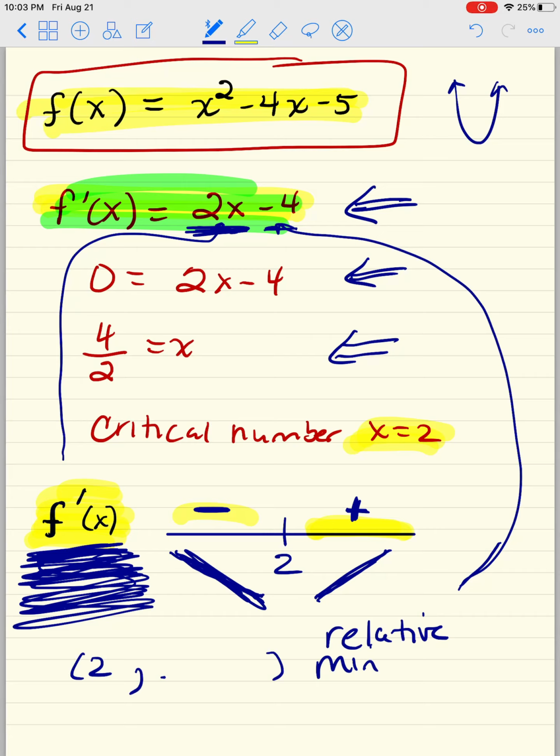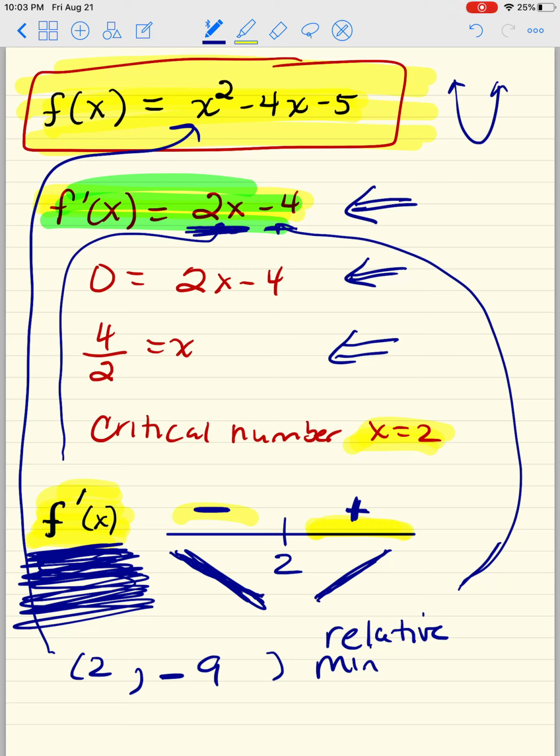But I need to know 2 comma what? Well, sometimes they ask you just for the x value, but now I want to find out the y value. Remember that this here is our graph, so this is where you're going to figure out where the points go. So you need to plug the 2 back into here, because this is where all the points are. So 2 squared is 4, minus 4 times 2, minus 5. That's going to be negative 9. I hope I'm right. Okay, so your minimum is 2, negative 9.